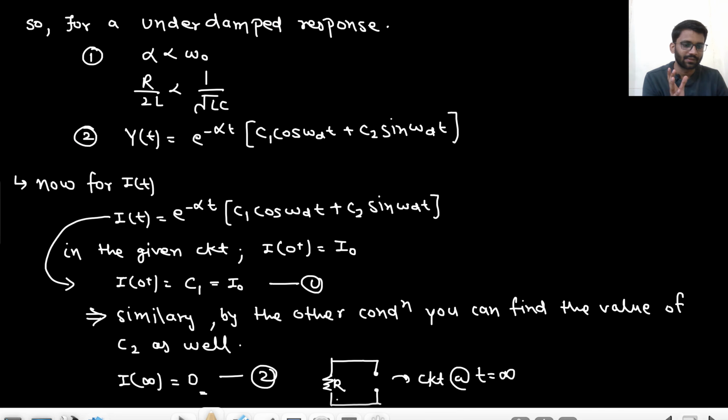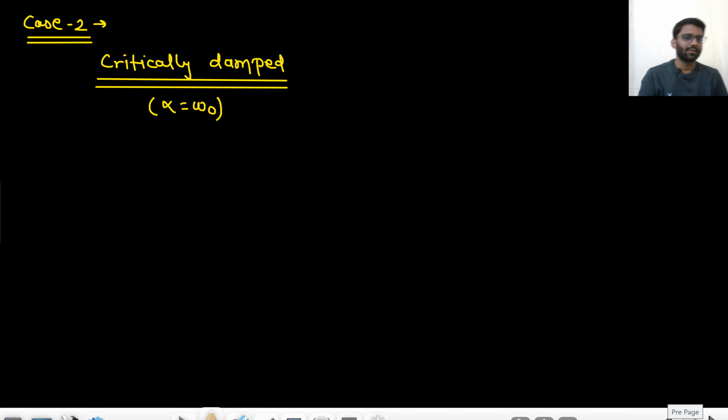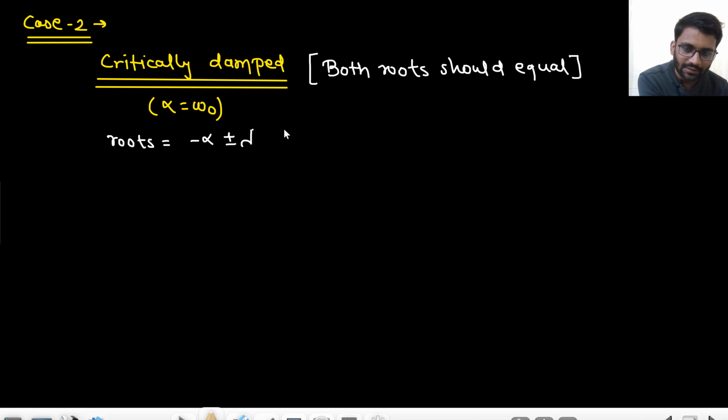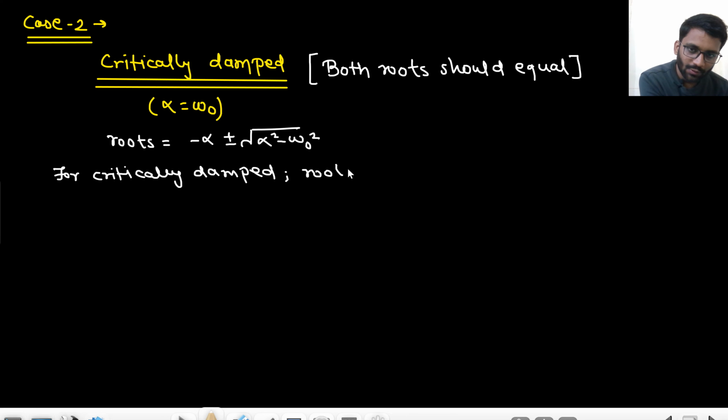That was the underdamped response, underdamped system. Now case 2, we need critically damped. So for critically damped, what do we need? Both roots should be equal, right? So what are the roots? Roots are minus alpha plus minus square root of alpha square minus omega naught square. If this value is 0, alpha is equal to omega naught. So for critically damped, roots are minus alpha and minus alpha, right?